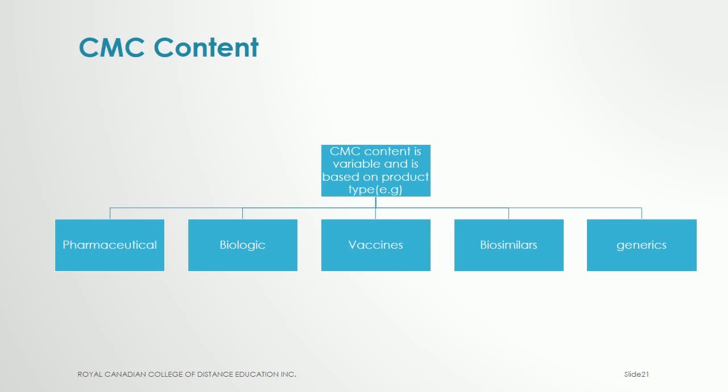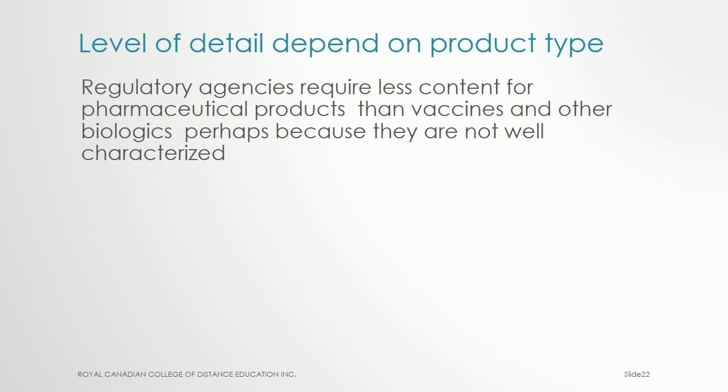CMC content. CMC content is variable and is based on product type, for example pharmaceuticals, biologics, vaccines, biosimilars and generics. Level of detail depends on product type. Regulatory agencies require less content for pharmaceutical products than vaccines and other biologics, perhaps because they are not well characterized.